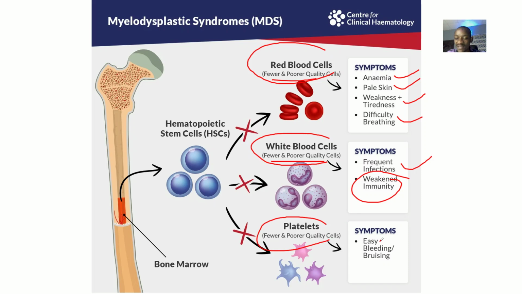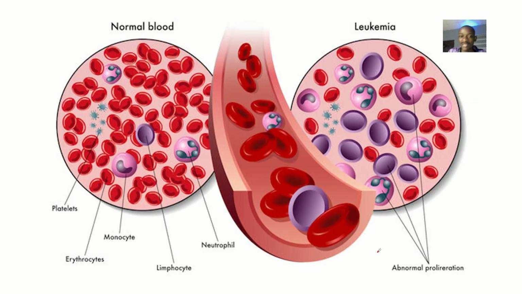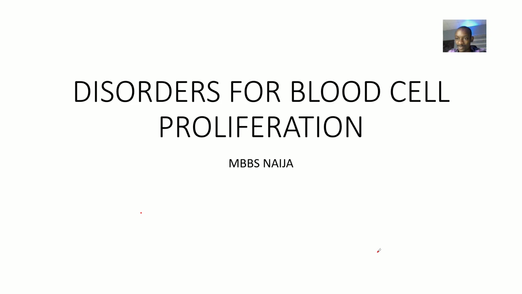If it affects platelets, platelets are involved in blood clotting, so you can easily be bruised or have easy bleeding. Okay, so that's it about the disorders of blood cell proliferation.